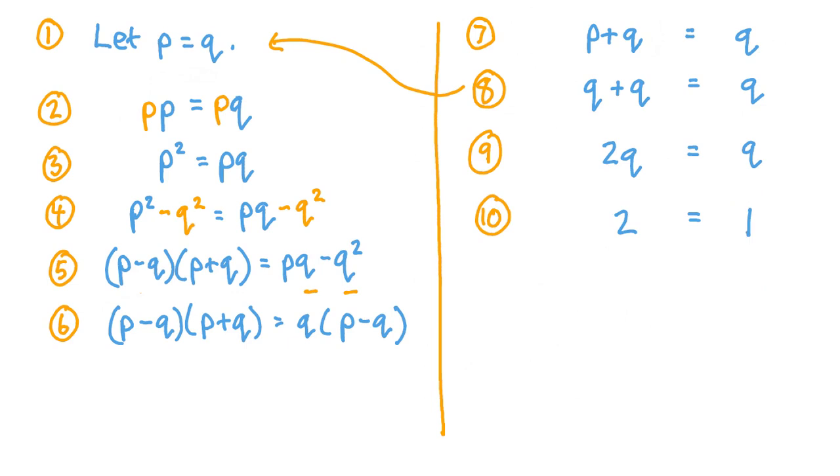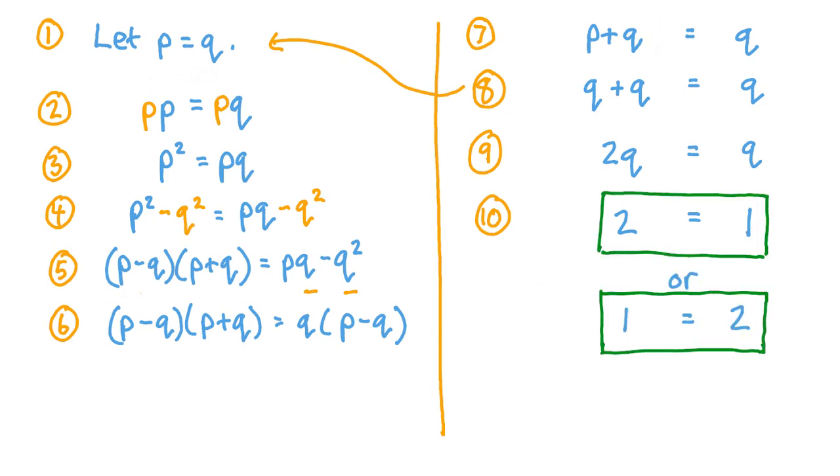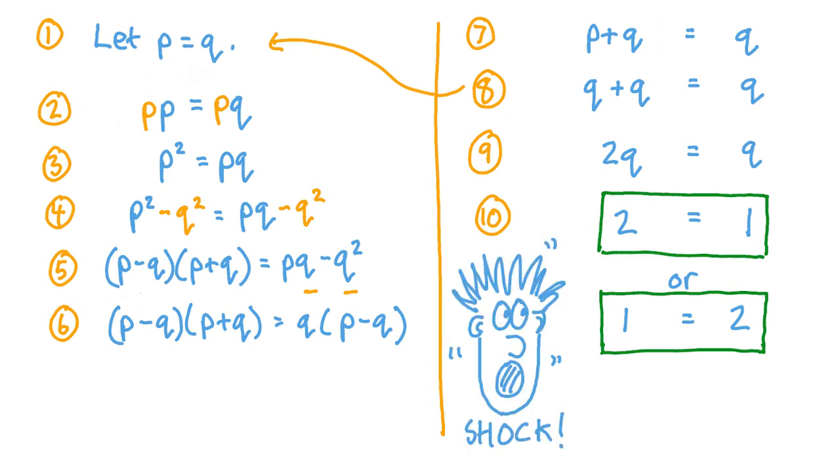So there we have it, 2 is equal to 1. Or indeed, 1 is equal to 2. Well, there it is, we've broken maths. Not much point in carrying on. Okay, pause the video, have a look through line by line, and see if you can find any errors in our logic.